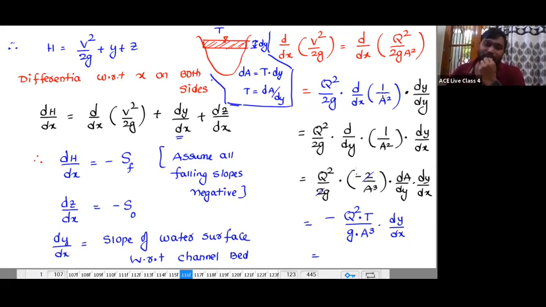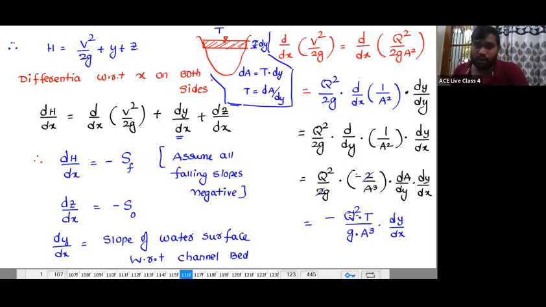I hope you understood. See that d by dx of V square by 2g I have converted in this form. Now as area is a function of y, I cannot differentiate with respect to x, so I differentiated with respect to y by multiplying and dividing with dy. Okay. Now everybody, what is Q square by A square? Q square by A square is nothing but V square. Yes or no? V square.